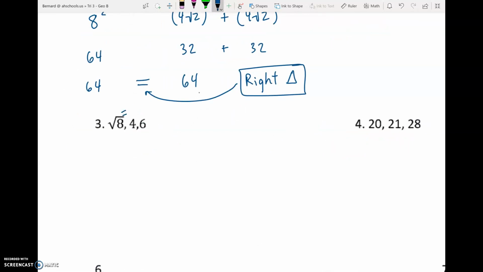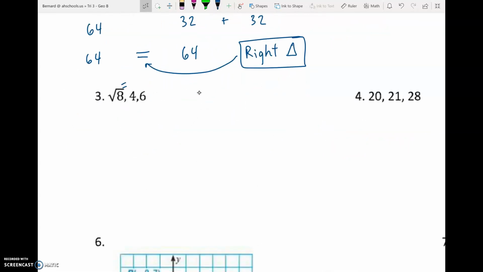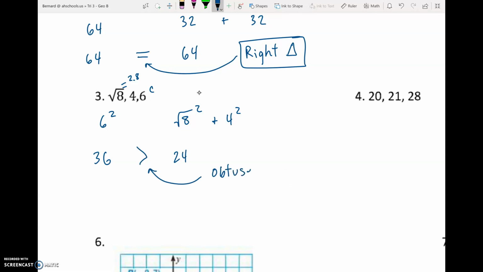Remember, we need to know which one's the biggest. So square root of 8, let's figure out what that is. That's about 2.8. And so C is definitely 6 in this situation. So we'll square 6, and then we'll square the square root of 8 and add 4 squared to that. So 6 squared is 36. I'm going to do this a little bit faster. So squaring these and adding them together is going to give us 24. 36 is greater than 24. So this is once again an obtuse triangle.